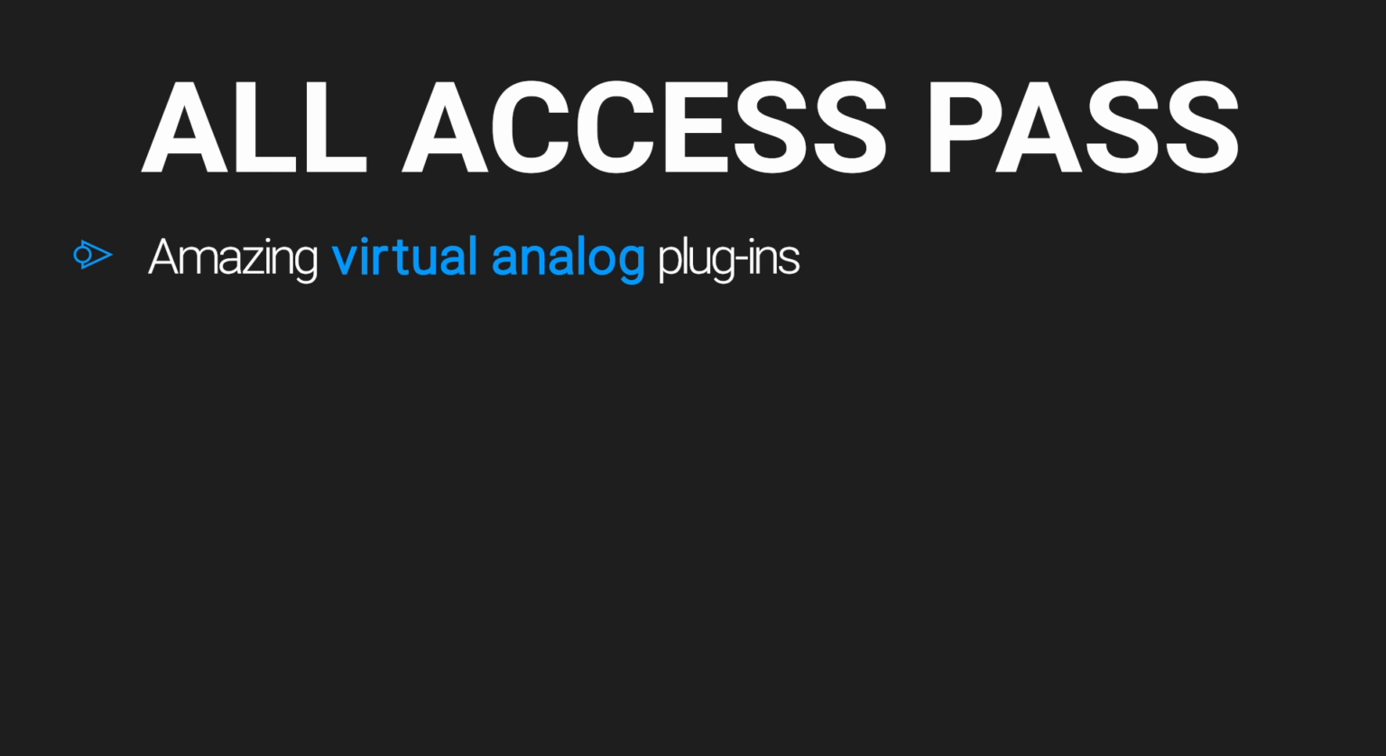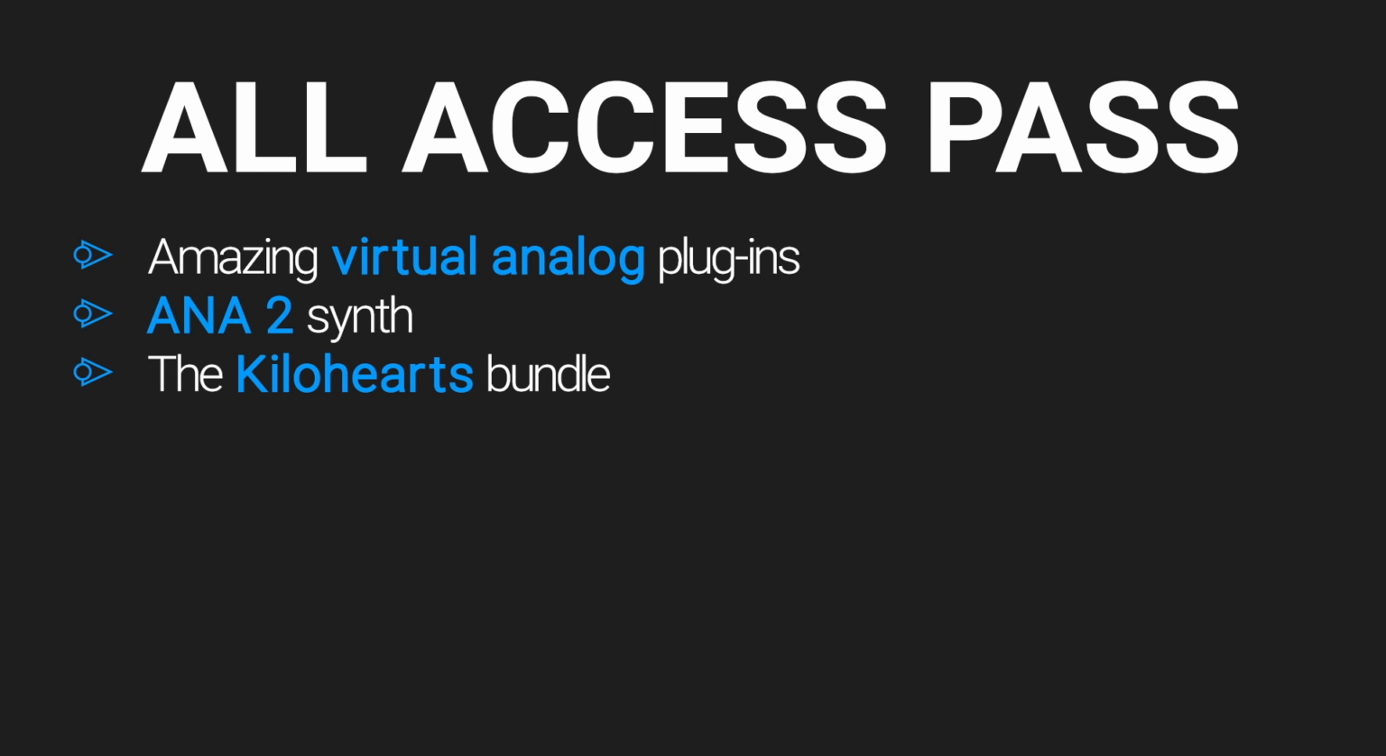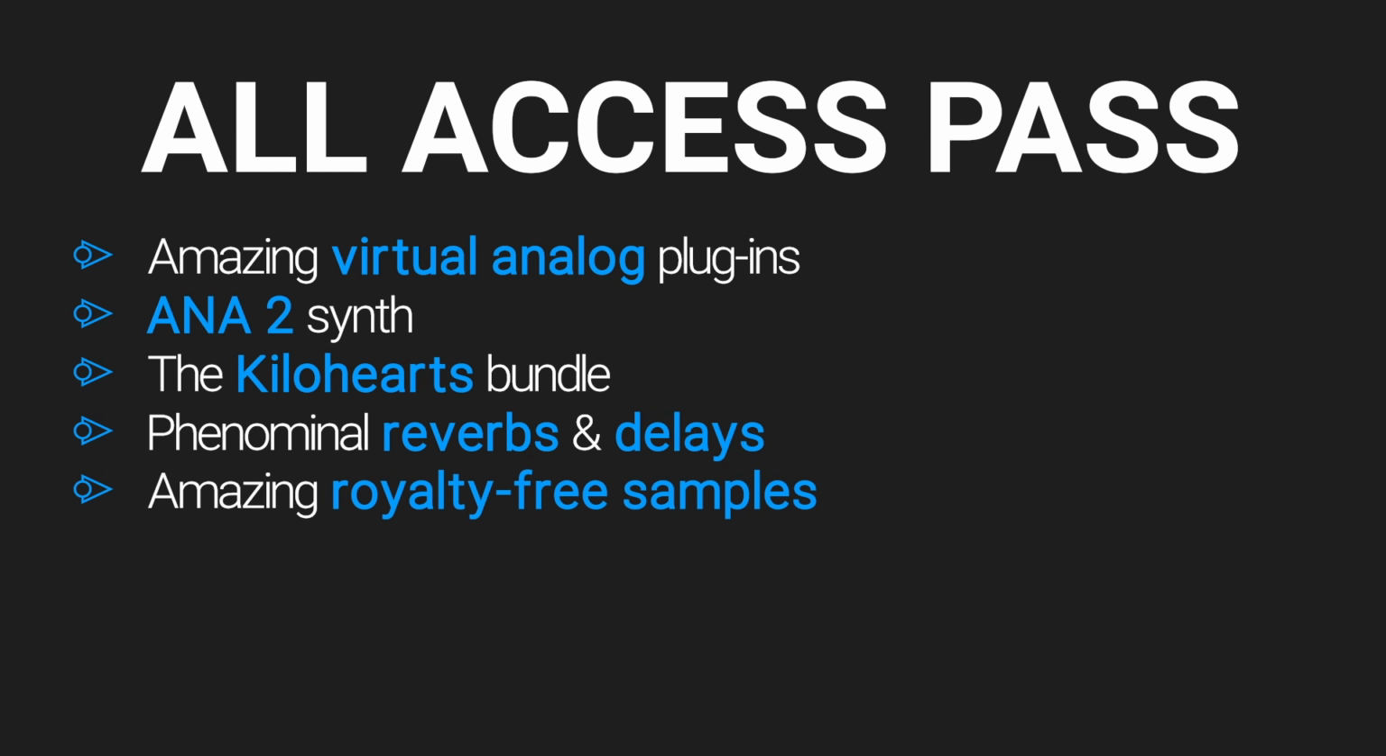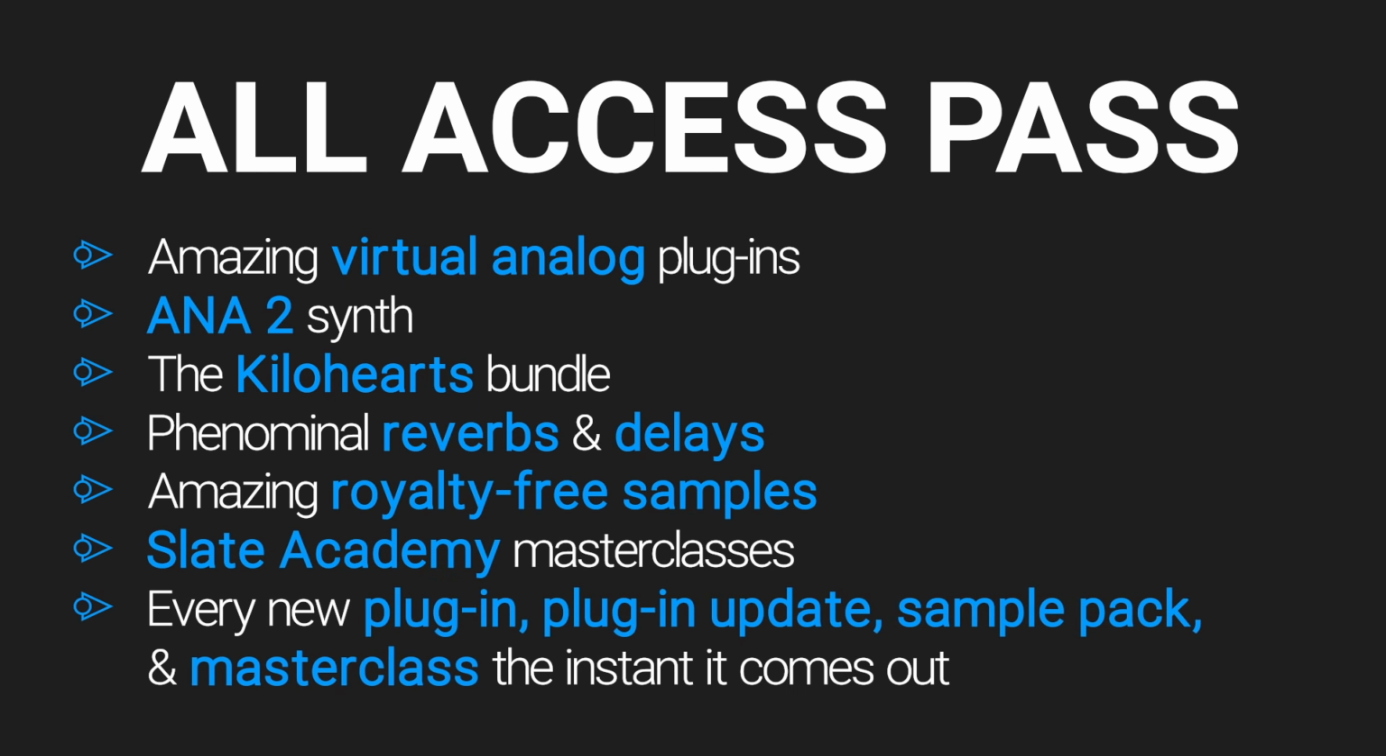So, All Access Pass, you get amazing virtual analog plugins to help you get pro-sounding tracks. You get the Anna 2 synth with tons of inspiring production-ready presets. You get Kilohertz with 29 amazing plugins. You get phenomenal reverbs and delays, tons of amazing royalty-free samples, Slate Academy so you can learn from the pros, and you get every new plugin, every updated plugin, every new sample pack, and every new masterclass the instant it comes out at no extra cost.